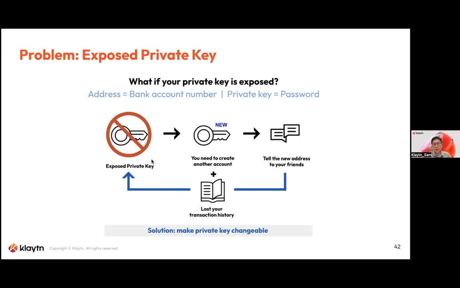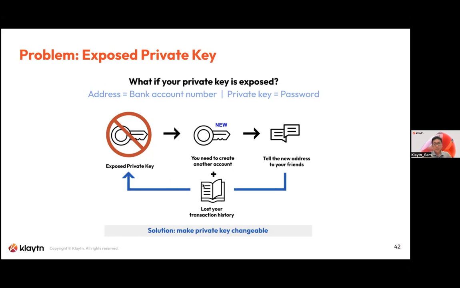If we have a situation where the private key is exposed to someone, the only way to handle that situation is to create a new wallet or new address, because the private key is everything about that address or that wallet. And we have to tell the new address to my friends, and this results in losing every history about my wallet.